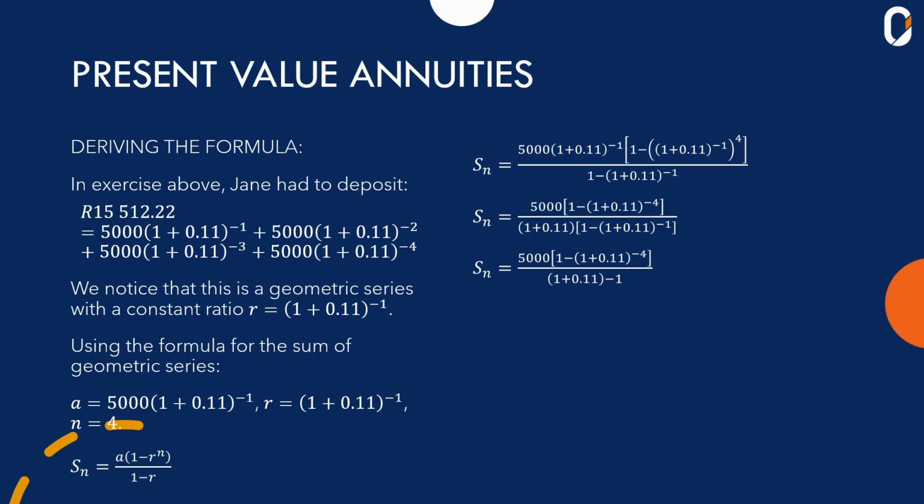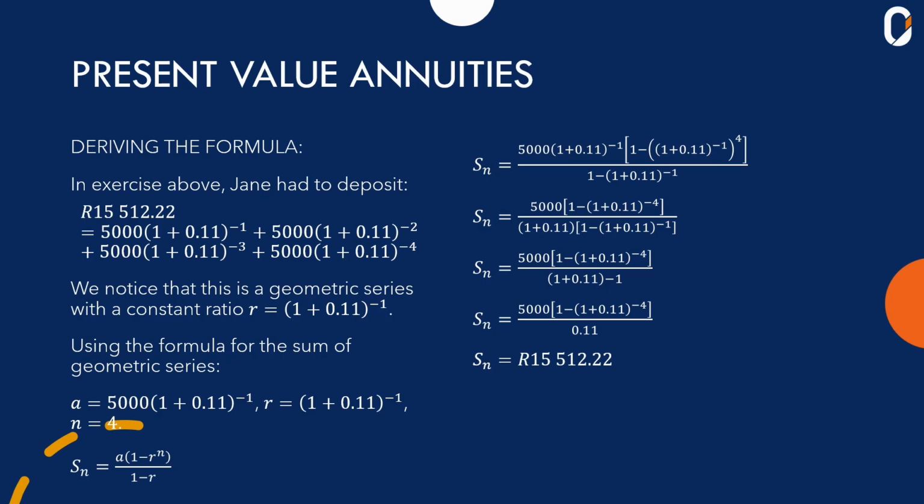And simplifying the denominator again, the 1 and the -1 will cancel each other out, leaving us with Sn is equal to 5000[1 - (1 + 0.11)^-4], all divided by 0.11. And that will give us a value of 15,512.22. And again, you can see that this is a much simpler calculation than the table.